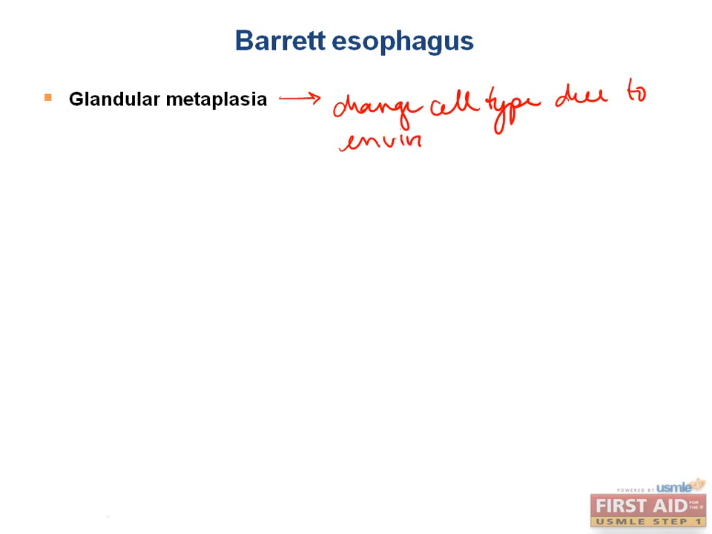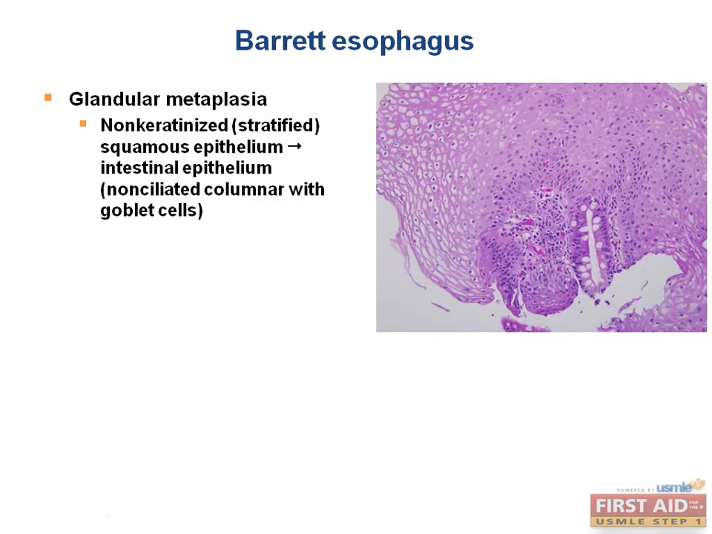Barrett esophagus deserves its own separate mention because it is such a highly tested topic. This is a classic case of metaplasia. What is metaplasia? Metaplasia occurs when one cell type changes to another in response to its environment. In Barrett esophagus, the non-keratinized stratified squamous epithelium of the esophagus is exposed to acid due to GERD, and it undergoes metaplasia from non-keratinized squamous epithelium into intestinal epithelium with non-ciliated columnar cells with goblet cells in order to defend itself from the chronic acid load, which you can see here.